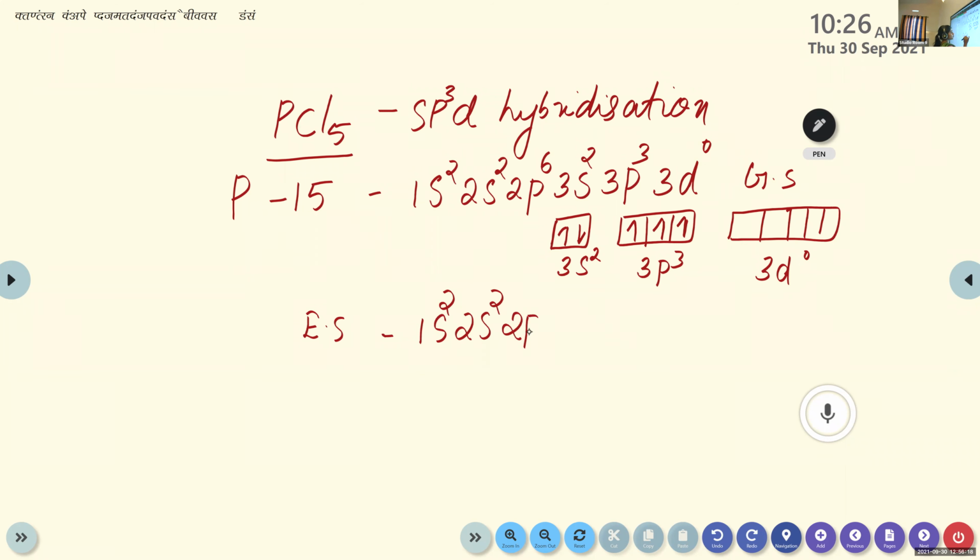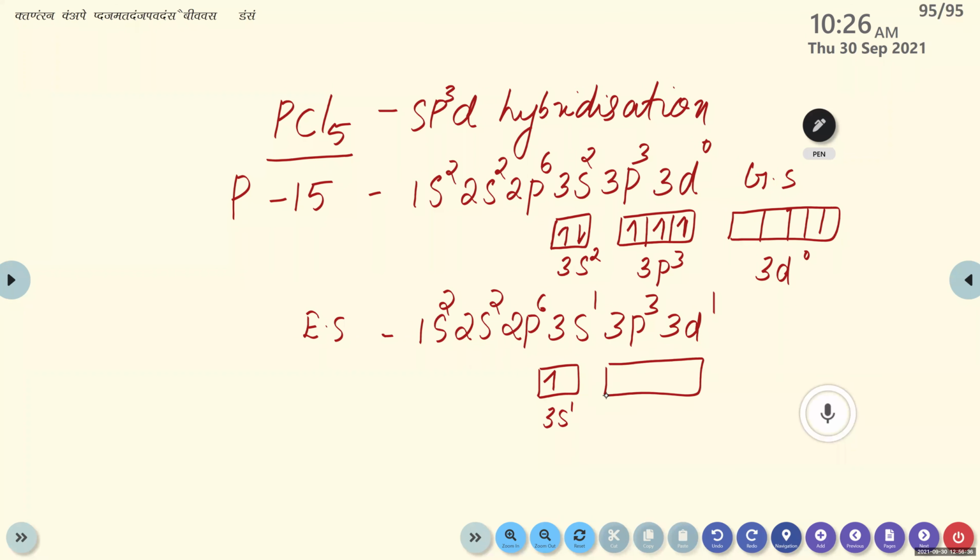2s2, 2p6, 3s1, 3p3 and 3d1. Okay. Then now we can redraw the orbital diagram in the excited state. 3s1, then 3p3, and here 1, 2, 3, 4, 5, 3d1. Okay, 3s1, 3p3, and 3d1.